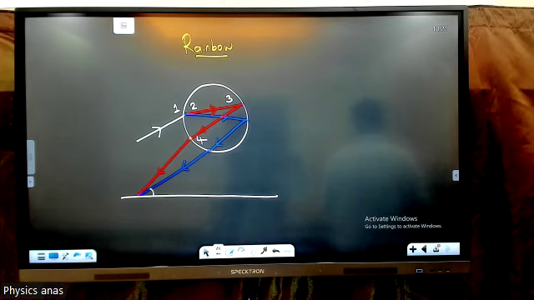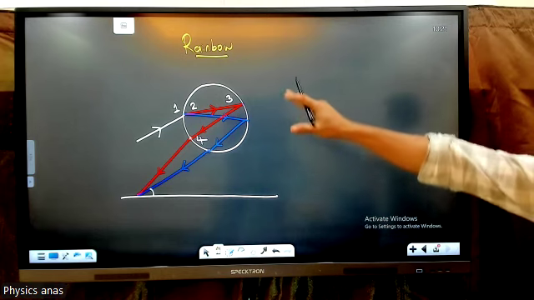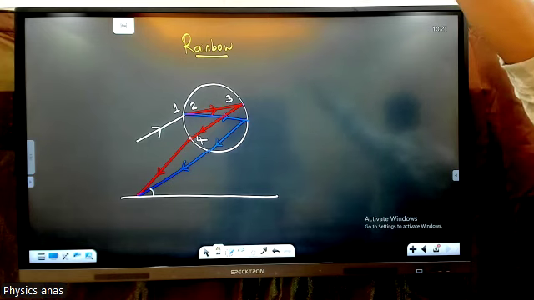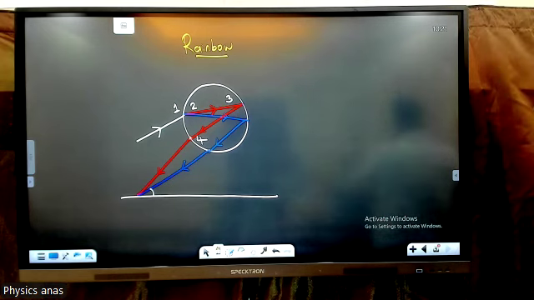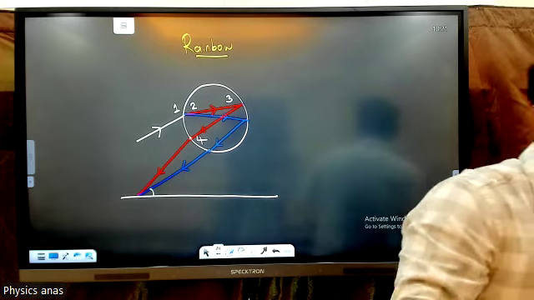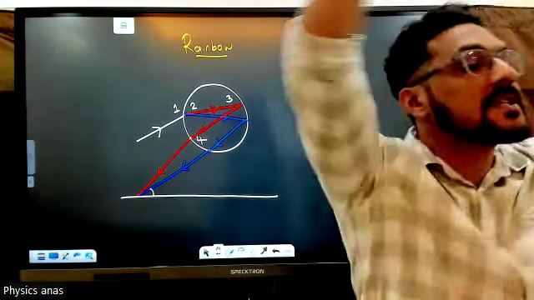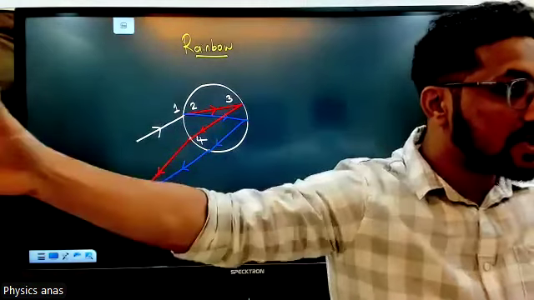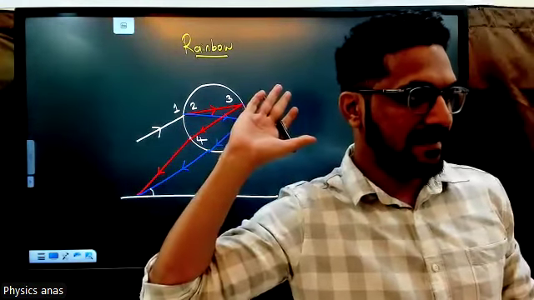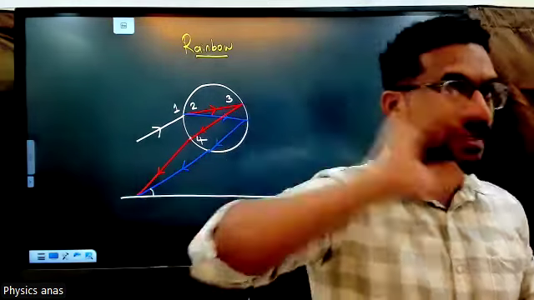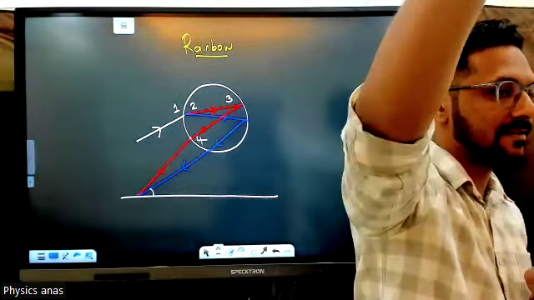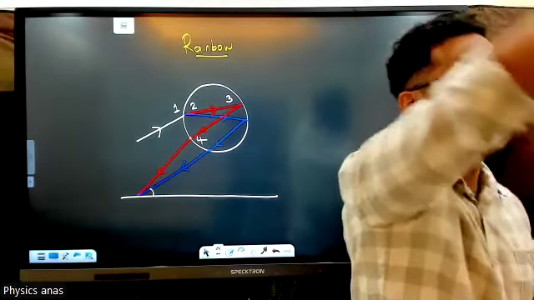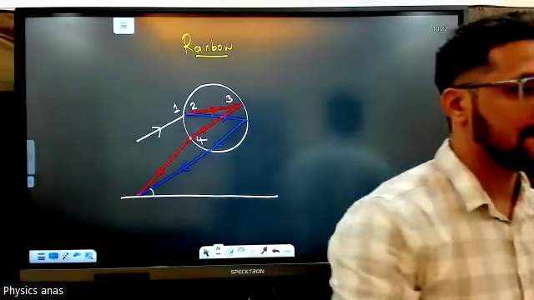One more point also. This is the case of only one raindrop. There will be countless raindrops, to say it figuratively. So through every raindrop, the same happens. We will see violet at one angle and red at another angle. That's why we are seeing a rainbow.